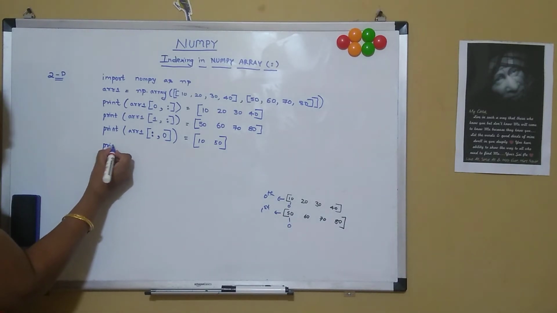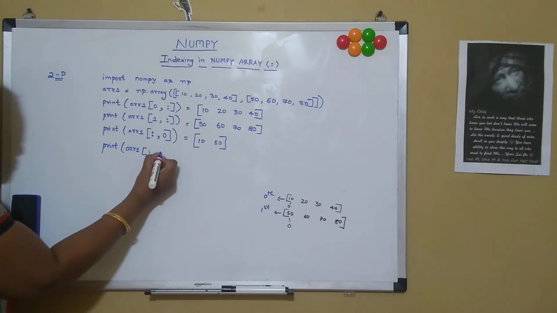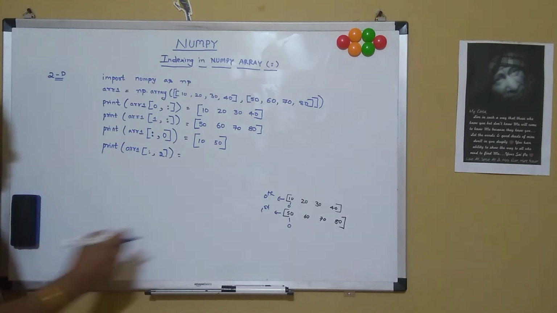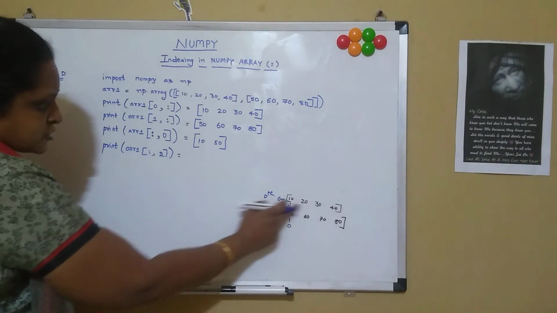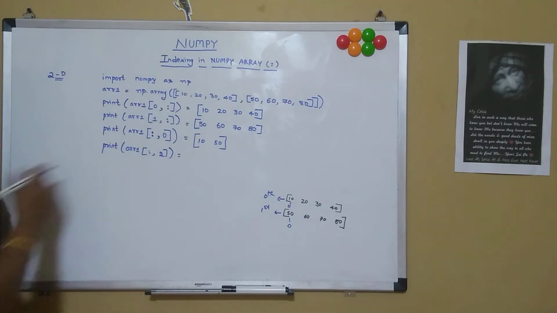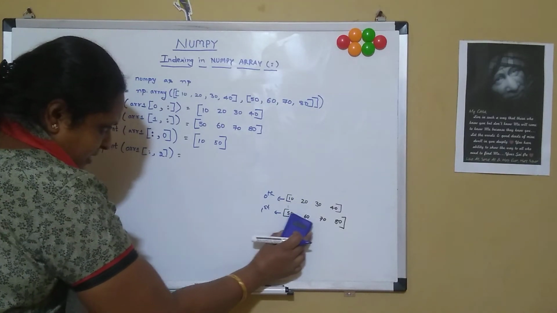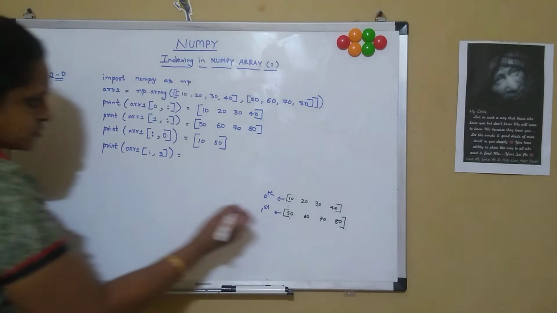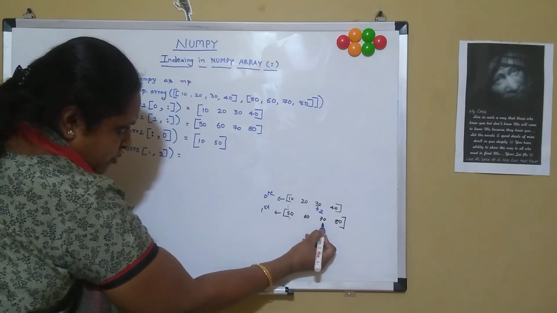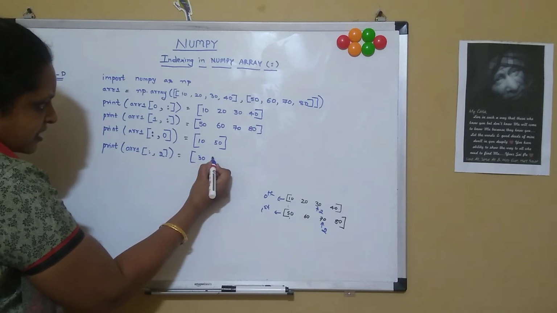Similarly, if I say print array1 colon comma 2. So colon in the first index represents both the rows. So the 0th row also will be considered. The first row will also be considered. Now I have to take the second column element. So what is the second column element in both the rows? 0, 1, 2. This is the second item. 0, 1, 2. This is the second item. So it will be 30, 70.